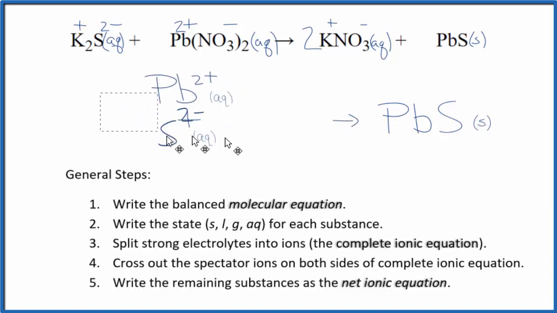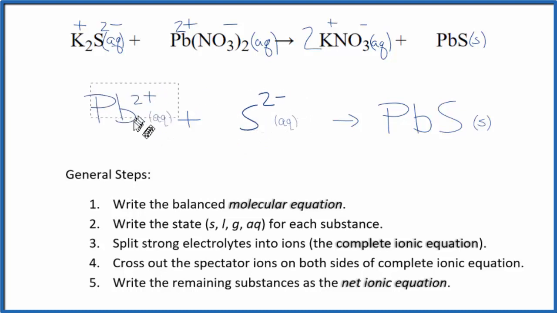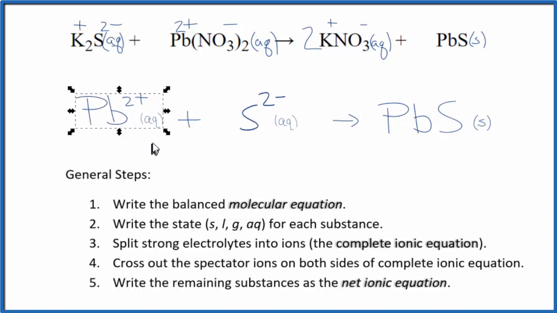Often you'll see the positive ion written first. Really doesn't matter, but some people like it that way. And that's it. That's our net ionic equation.